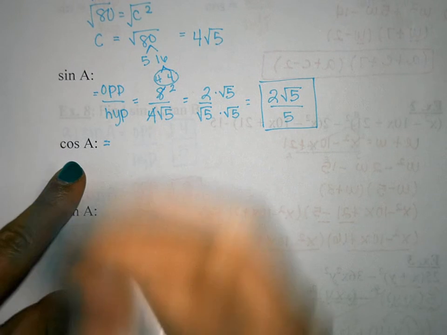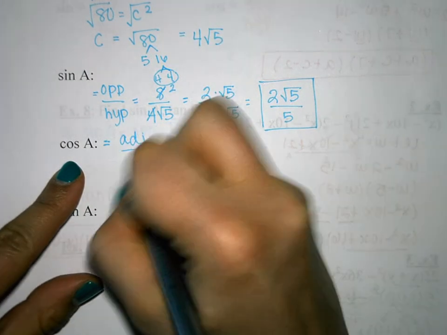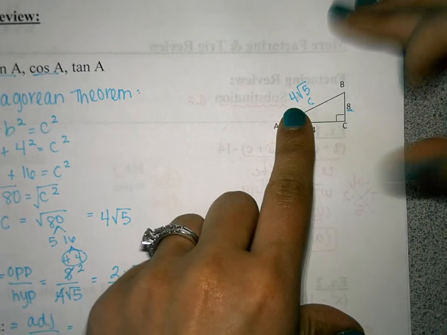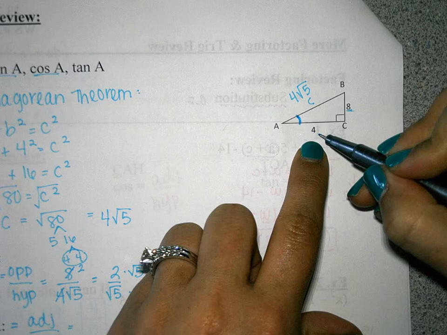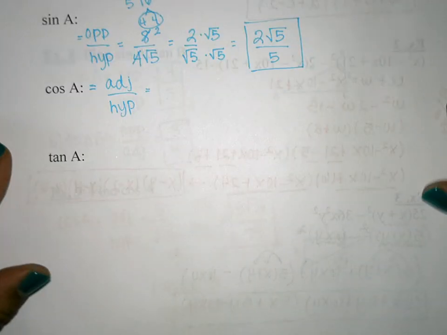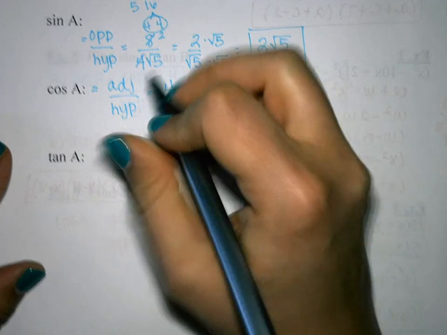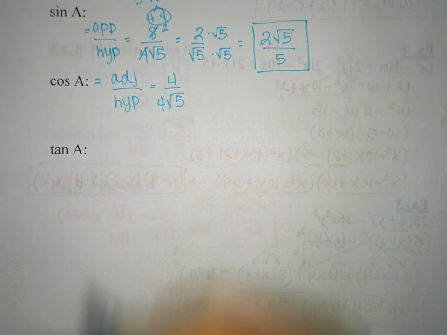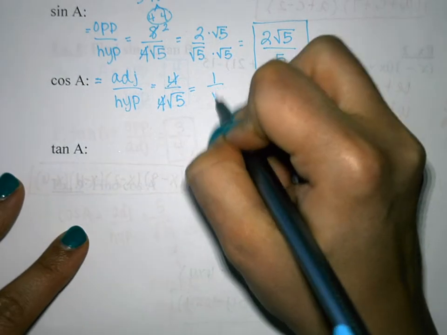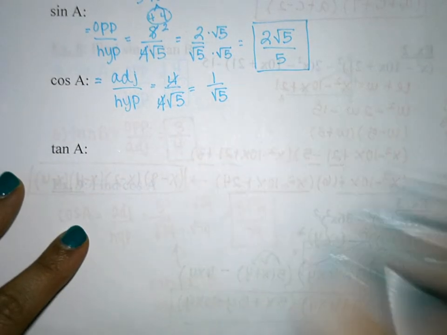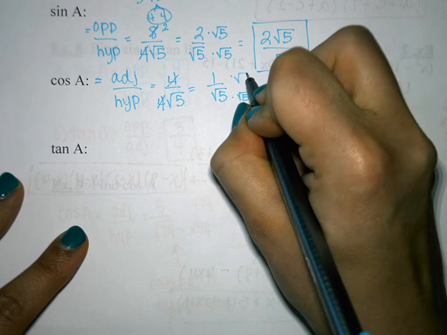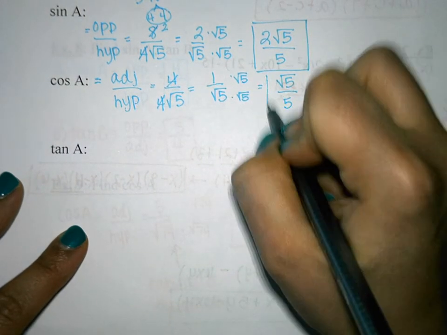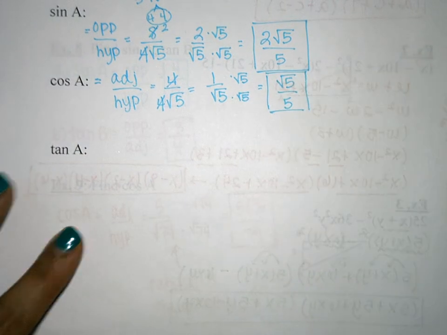Cosine, using SOHCAHTOA, is adjacent over hypotenuse. The leg that's adjacent to angle A is 4. So that's going to be 4 over 4 root 5. Reduce the 4s, so we get 1 over the square root of 5. Same thing, we can't have root 5 in the denominator, so rationalize. And that gives me root 5 over 5. So the cosine of angle A is root 5 over 5.